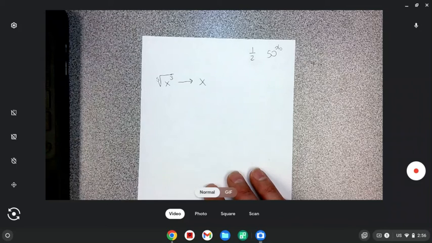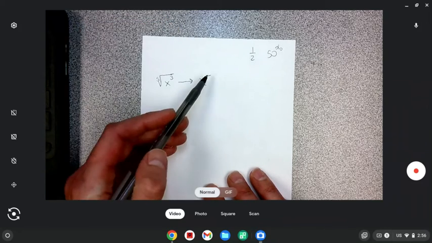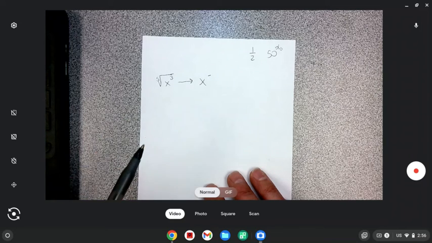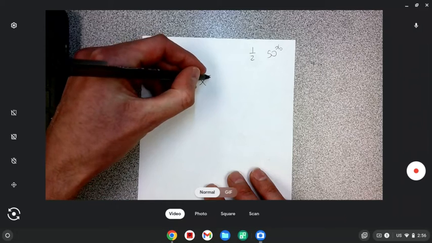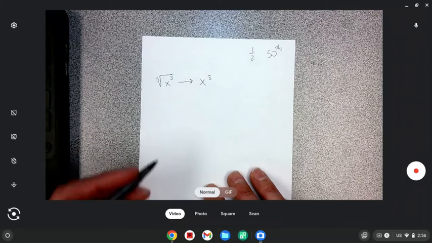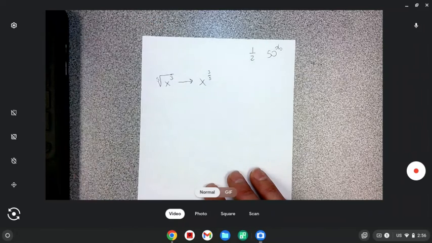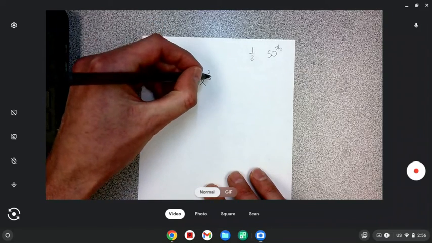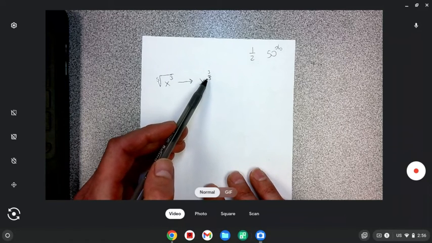I'm going to keep the variable the same. And I'm going to have a fraction in the exponent. And the way you write the fraction is whatever number's on the outside, that's the denominator of the fraction. And whatever number's on the inside, that's the numerator. So the answer is x to the 3/5 power.